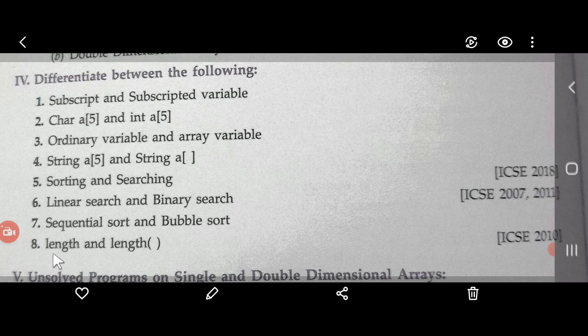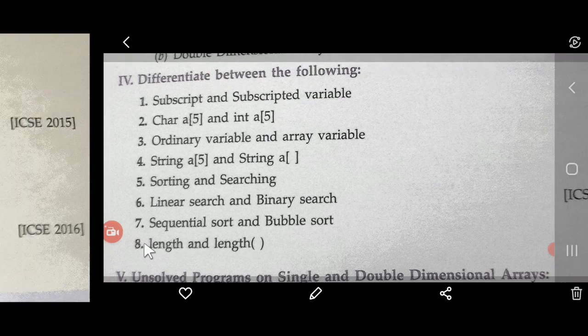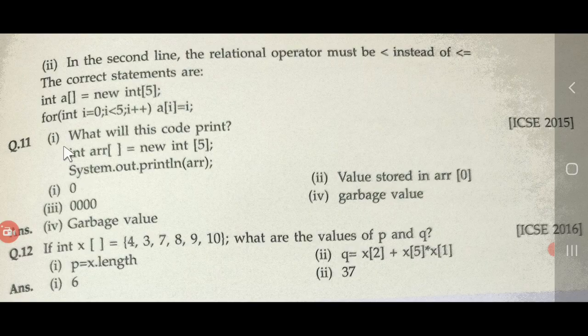After that, length and length with the parentheses. Length is a keyword to get the length of the array, and length with parentheses is there to get the length of the string object. All right. Now in the second line, the relational operator must be there, that is okay. After that, that is the answer of the previous question.